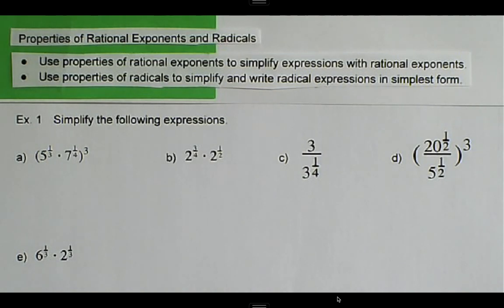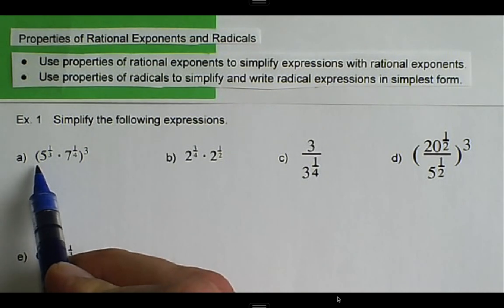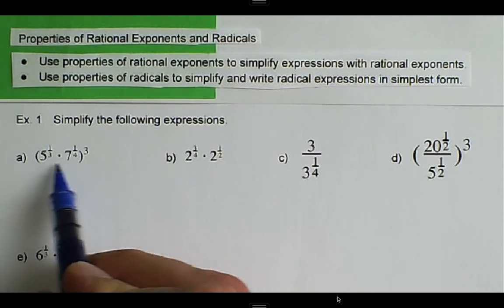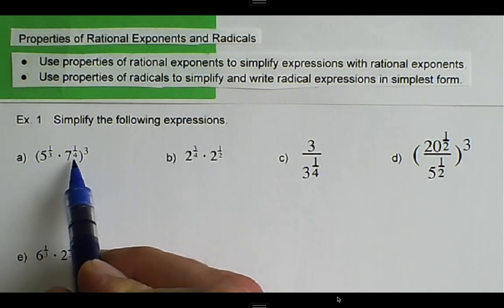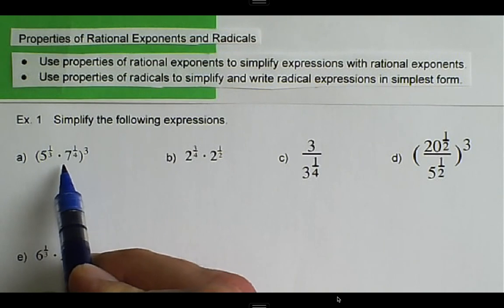We are talking about properties of rational exponents and radicals. And we're going to talk about simplifying the following expressions. So for the first one, we see that we have two terms inside the parentheses. We're joined by multiplication here. The issue is that we have different exponents, so we can't do that multiplication.